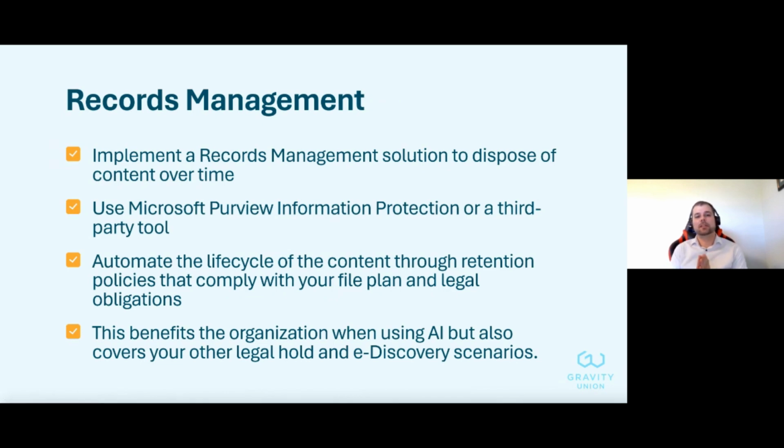So implementing a records management solution to dispose of content over time becomes critical as you go into that world of AI, right? So you can use Purview or a third-party tool to help you implement that behind the scenes, automate that life cycle. It's not just great for AI, but it's also going to help you with all your other legal requirements and obligations. It's going to help you in legal hold or e-discovery scenarios, right? So there's not just AI benefits, but there's just benefits in general to making sure that you're implementing this.